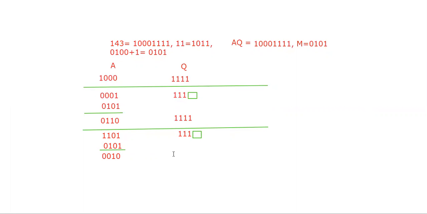Now again see this MSB is 0. So what we are going to do is we are going to set this Q0 bit to 1. So again we have 1 1 1 1. Okay, and in this way we are done with our second step. Remember, we have to perform 4 steps. So this is our second step.